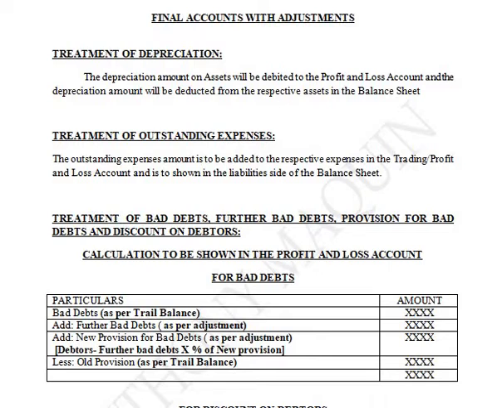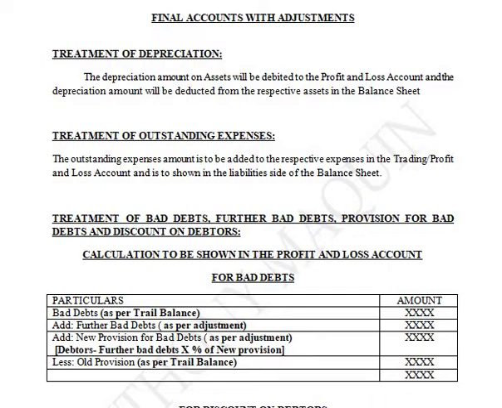Now let us look at this first one, that is the treatment of depreciation. Remember, if the adjustment has given information regarding depreciation, the depreciation amount on assets will be shown on the debit side of the profit and loss account, and the same amount of depreciation on any particular asset will have to be deducted from that asset in the balance sheet.